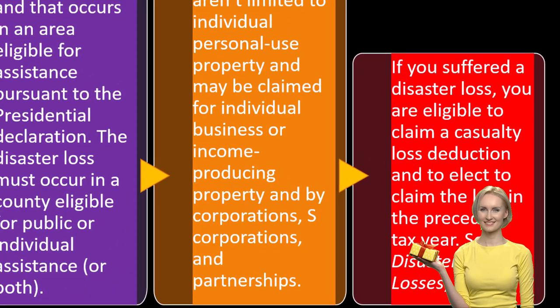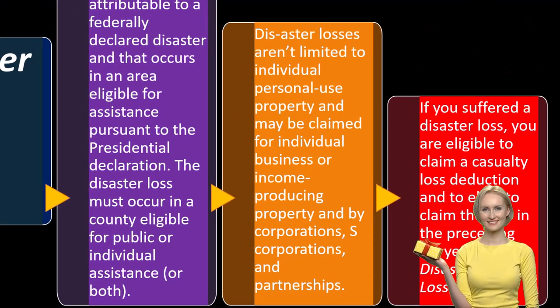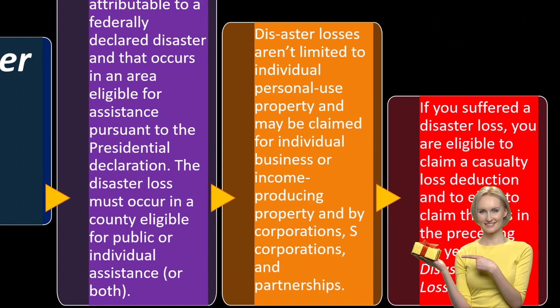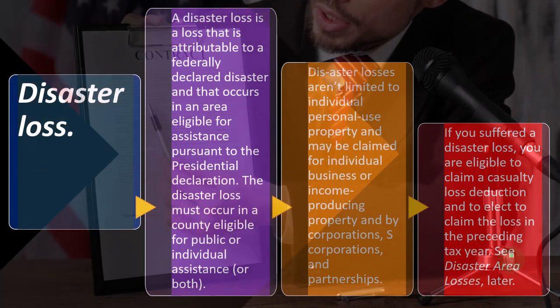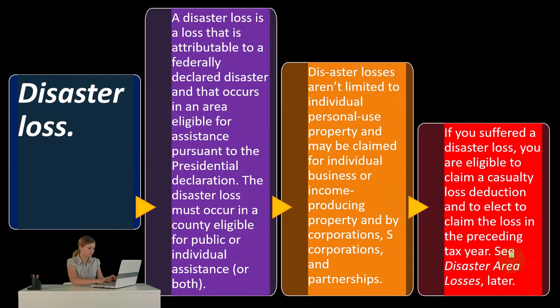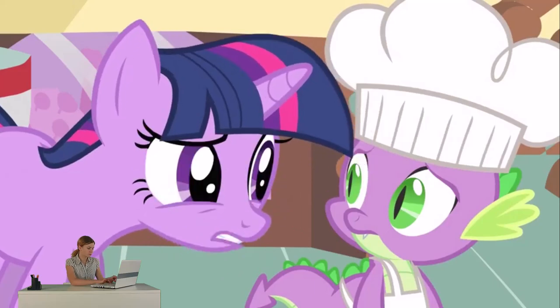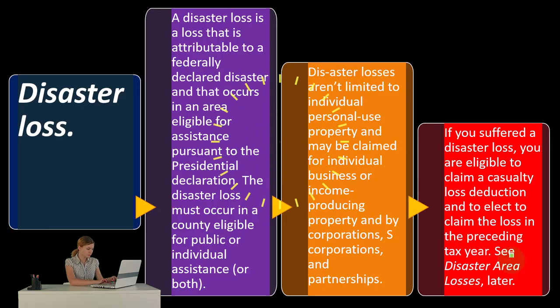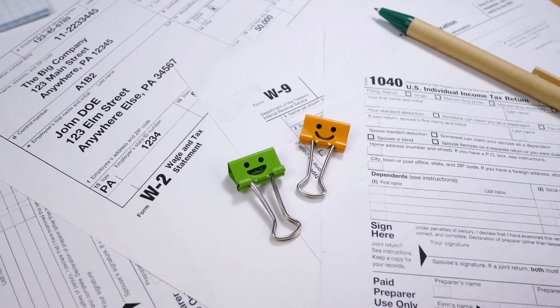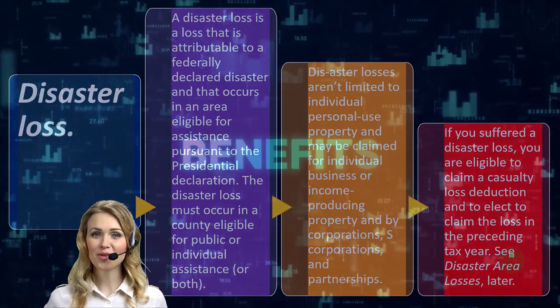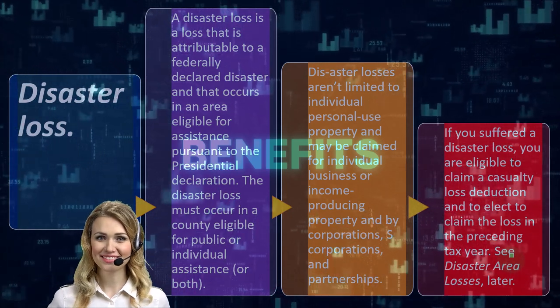If you suffered a disaster loss, you are eligible to claim a casualty loss deduction and to elect to claim the loss in the preceding tax year. So once again, now we've got this tax year situation in terms of when you are going to be able to declare the loss. And this is kind of important because, for example, if you're in tax year 2022 and that's when the actual disaster happened, well, you wouldn't get the benefit from a tax perspective until you file the tax return by April 15th of 2023. And even then, you might not get as much of a benefit from the loss because you might not have as much income, because the disaster hampered your ability to make income.